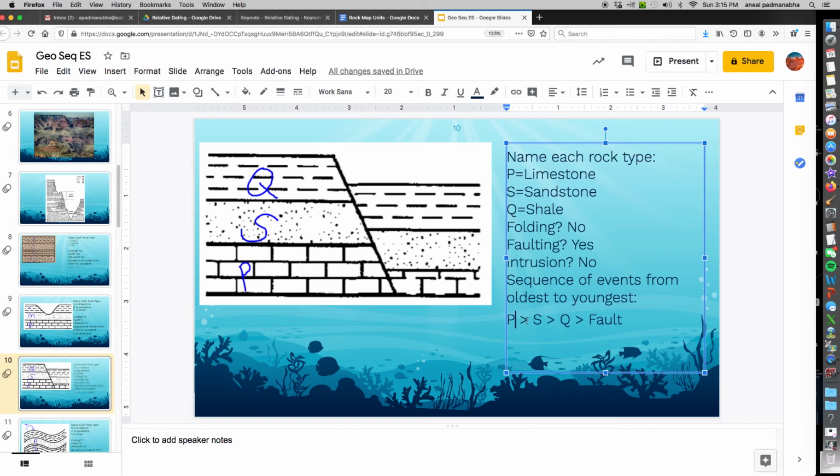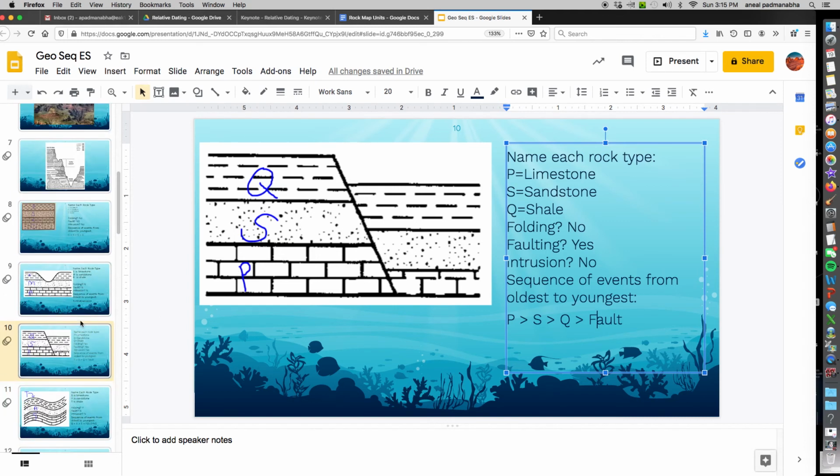So what's the sequence of events in here? P was deposited, then S was deposited, then Q was deposited, and then the fault. So the fault cross cuts all of these, and like I said earlier, the rock has to be there in order to break it. So these rocks had to be deposited and then they were broken, is what's happening in our sequence.